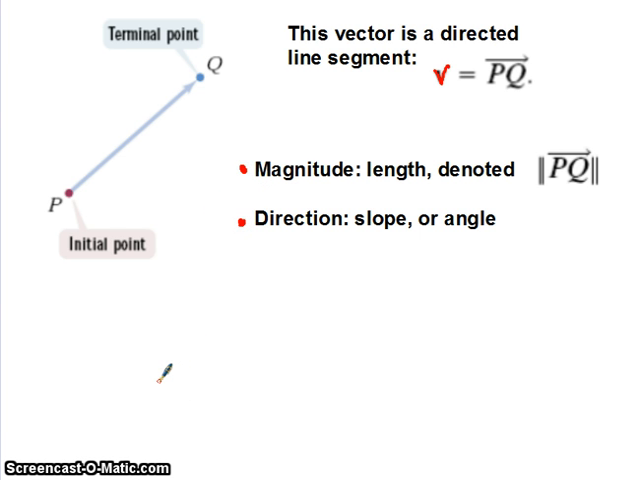The magnitude is literally the length, and the direction is the slope or the angle that is made with the x-axis. So magnitude is represented with lines that surround the vector. Some books have 2 lines on either side. Our book simply just has 1 line on either side.